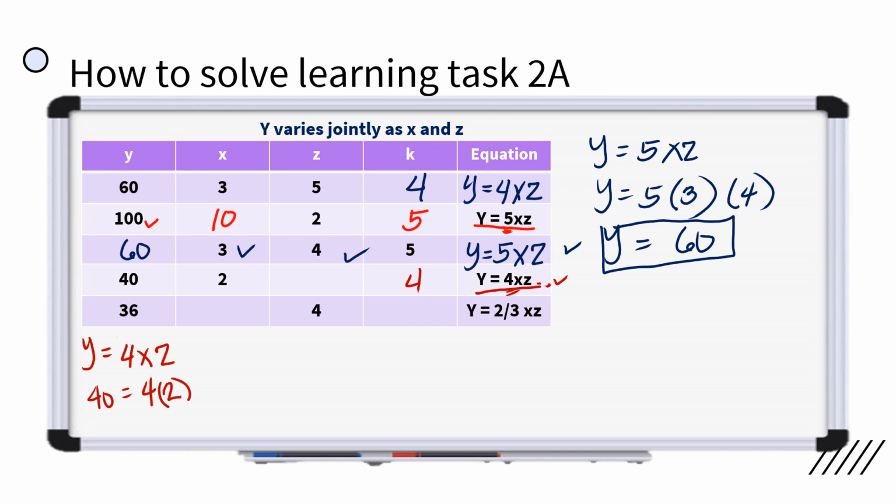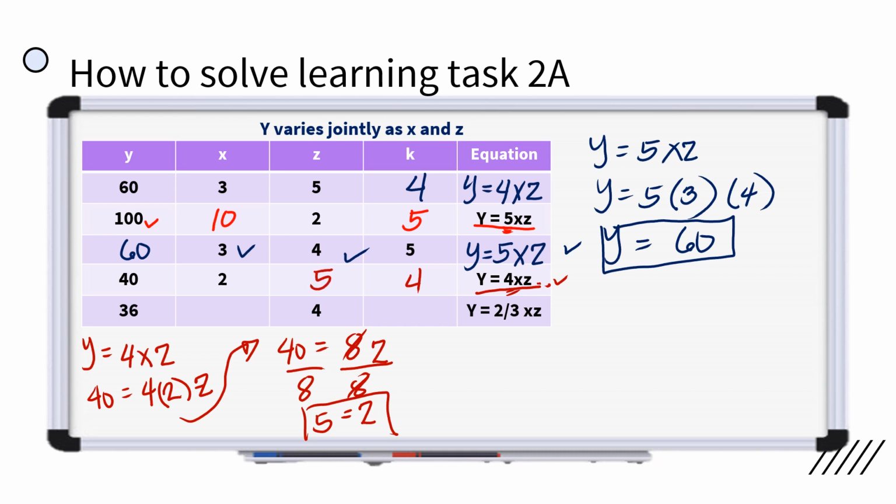4 times 2, then the missing is z. So, we simply multiply first. So, 40 is equal to 4 times 2 is 8z. So, to find your z, divide both sides by 8. So, 40 divided by 8, ang value ng z natin ay 5. We write 5. Yun. And that's for our fourth line.